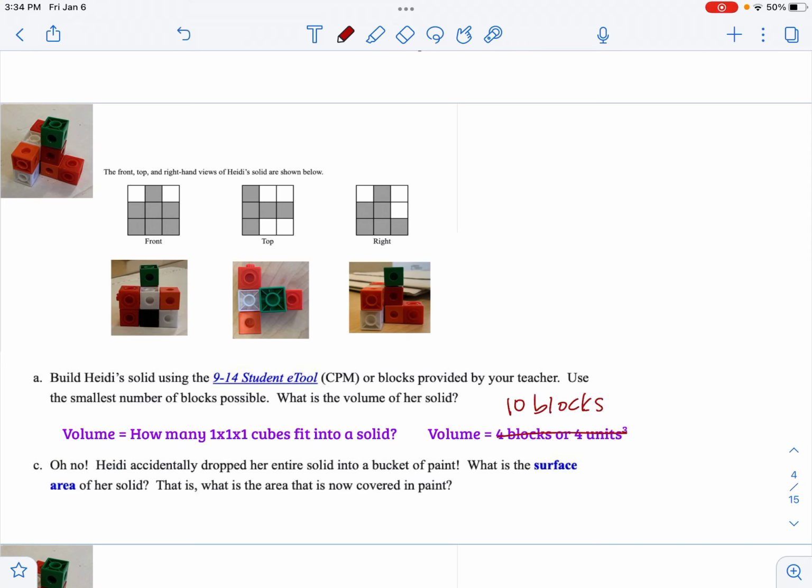Since volume is giving you depth as well, so it's length times width times depth, that's 3 units or 3 dimensions. So we would say units cubed.